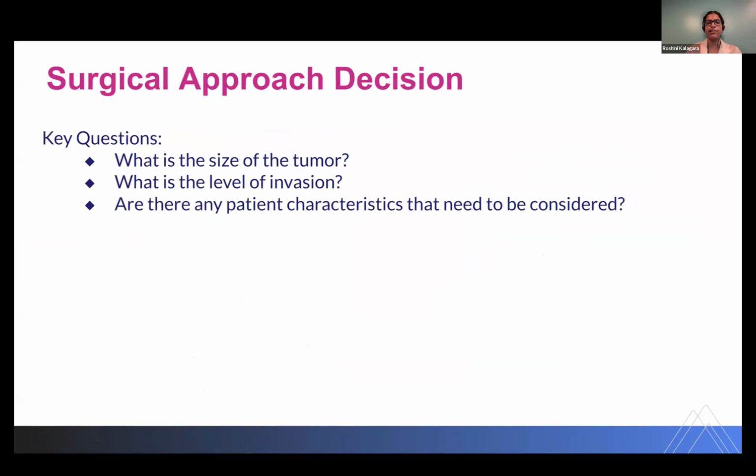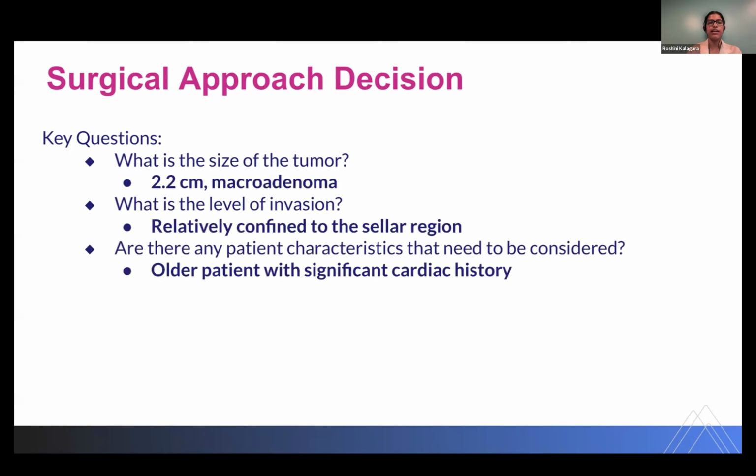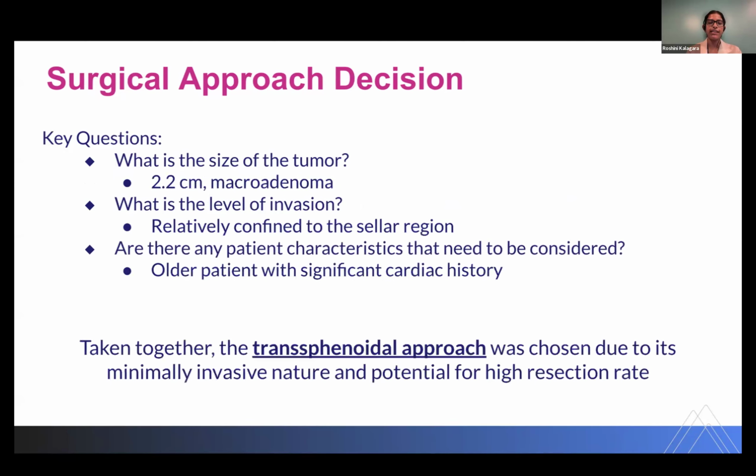So there are 3 key questions that we can use to guide this decision making: what is the size of the tumor? What is the level of invasion? And are there any patient characteristics that need to be considered? In this case, it was a 2.2 centimeter macroadenoma that was relatively confined to the sellar region. And this was found in a patient who was older with significant cardiac history, who might benefit from a more minimally invasive approach. Taken together, we went ahead and chose the transsphenoidal approach in this case.